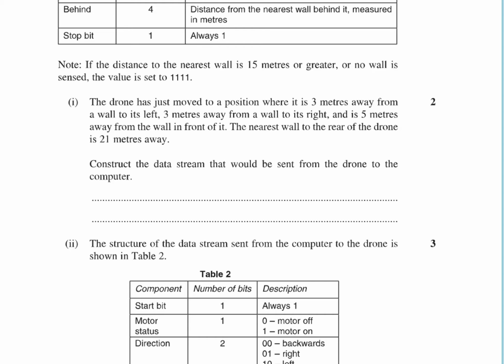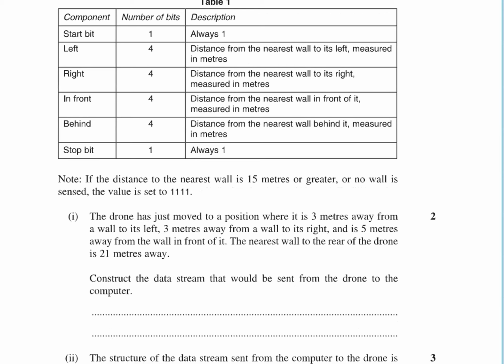The drone has just moved to a position where it is 3 meters away from a wall to its left, 3 meters away from a wall to its right, and is 5 meters away from the wall in front of it. The nearest wall to the rear of the drone is 21 meters away. Okay, so we have a start bit. Construct a data stream that would be sent from the drone to the computer. Always has a start bit, so our start bit is 1.